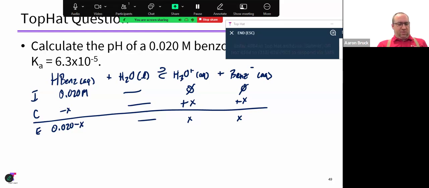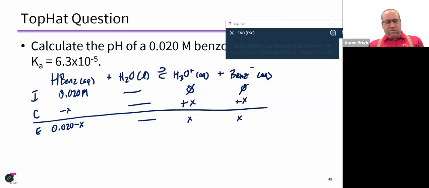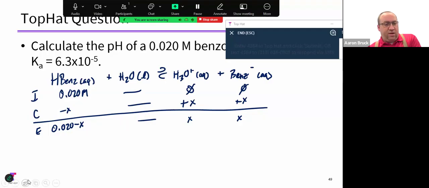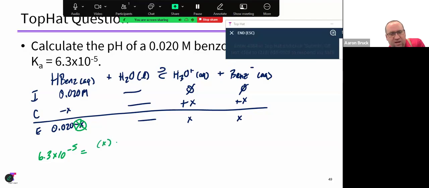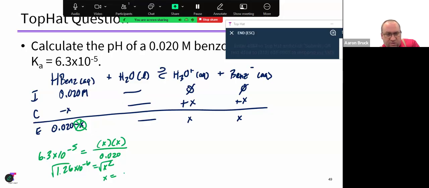And so if you did the calculation, 6.3 times 10 to the negative fifth, divided by 0.02 times 100%, you get 0.3%, certainly less than 5. So we can ignore that term. So 6.3 times 10 to the negative fifth is equal to X times X over 0.02. Multiplying both sides by 0.02, we get 1.26 times 10 to the negative sixth is equal to X squared. Square root both sides. X is equal to, to two significant figures, 1.1 times 10 to the negative third molar.